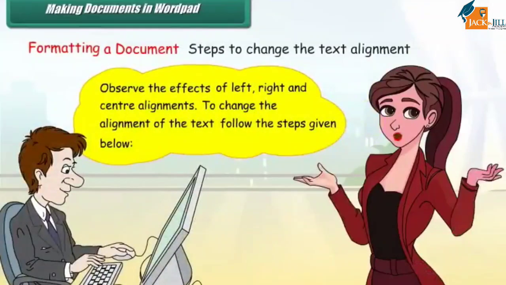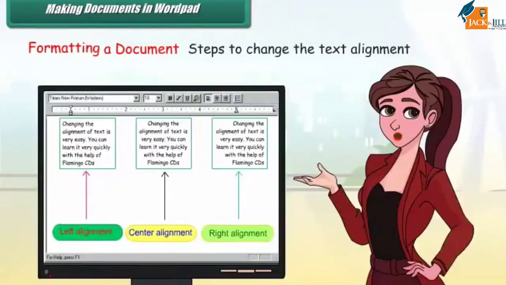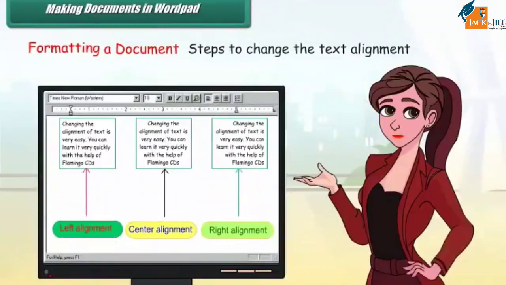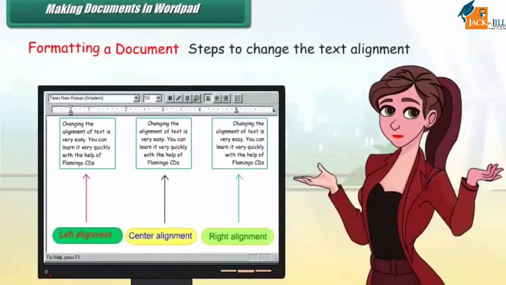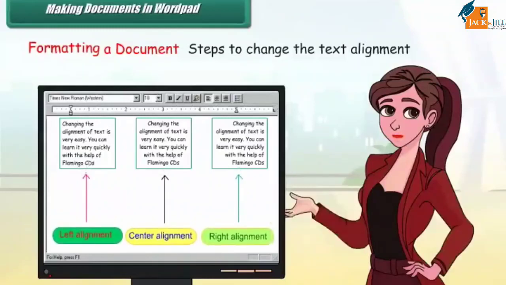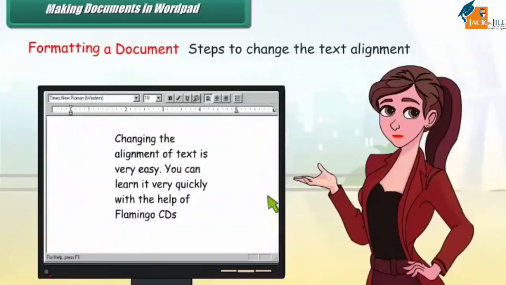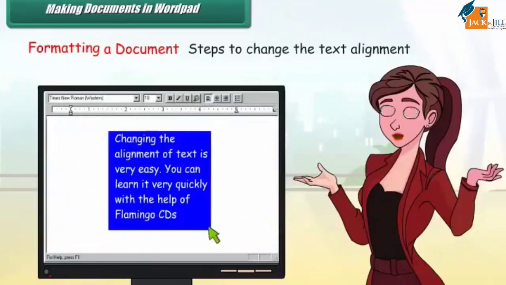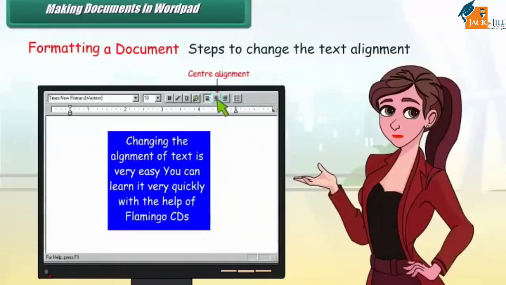Steps to change the text alignment: left alignment, center alignment, right alignment. Observe the effects of left, right and center alignment. To change the alignment of the text, follow the steps given below. Step 1. Select the text whose alignment you want to change. Step 2. Click the required alignment button.